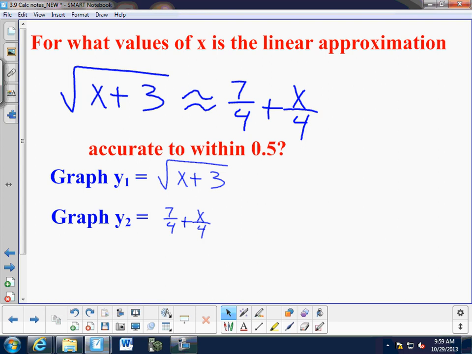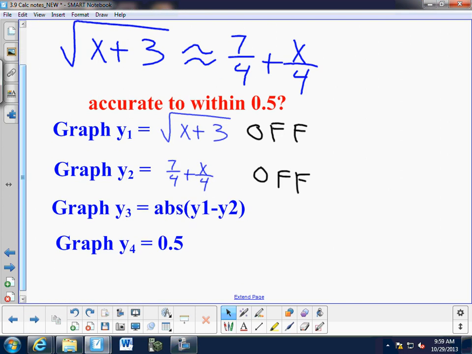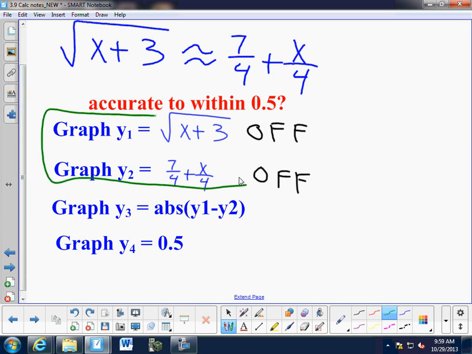So now that you've got those two things graphed, what I want you to do is go into y sub 3 and graph the absolute value of y1 minus y2. And graph y sub 4, making it 0.5. But turn these two off. Remember how to do that? We go over to the equal sign and hit enter, and that'll turn them off.